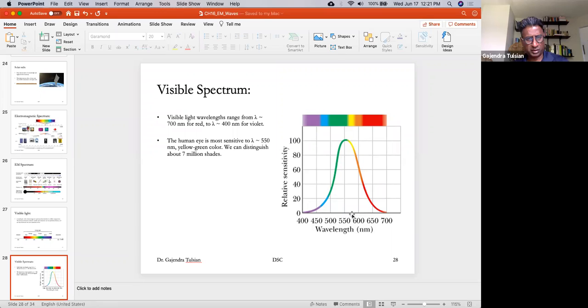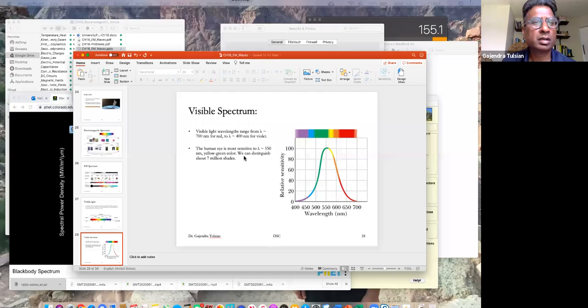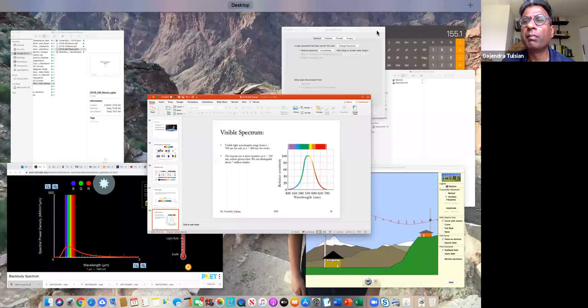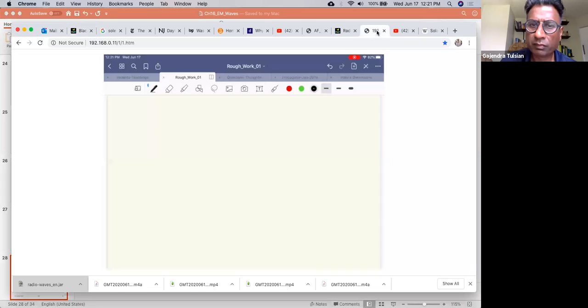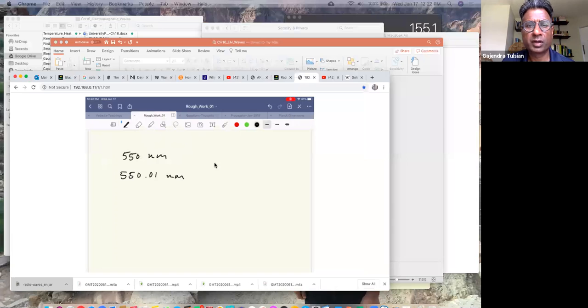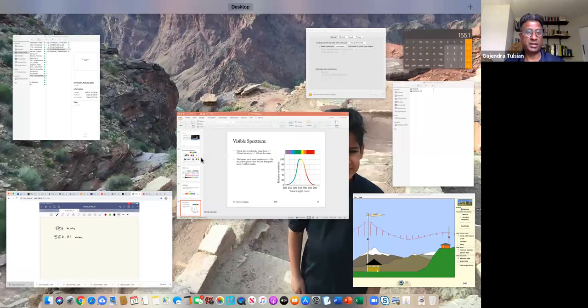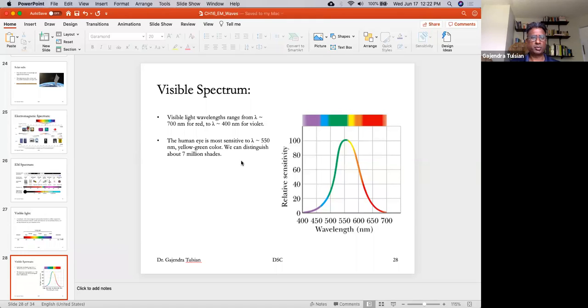So it turns out that 550 nanometers and 550.01 nanometers, something like that, will appear as different shades. So anyway, we can distinguish about 7 million shades. And of course, your computer monitor can render 16 million shades, but anyway, something like that.